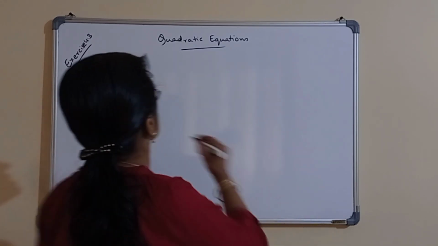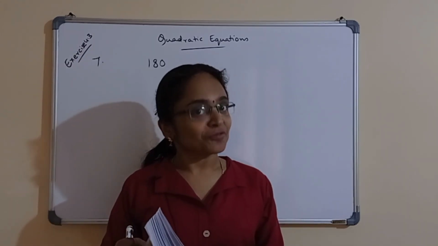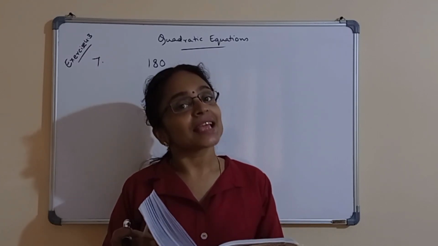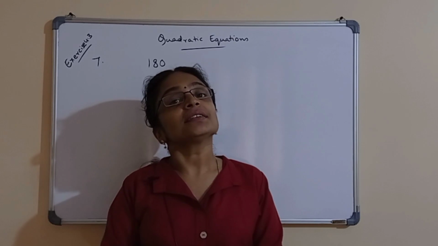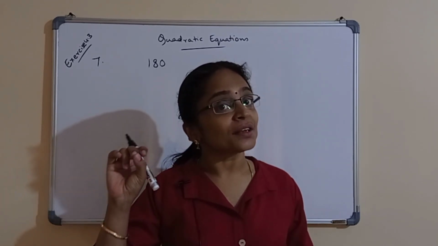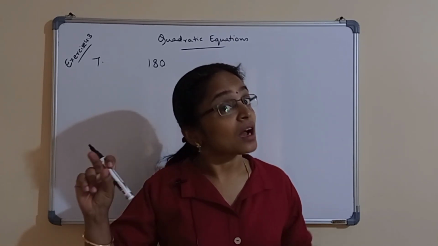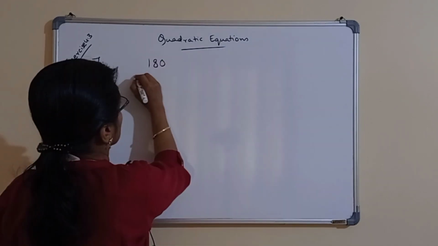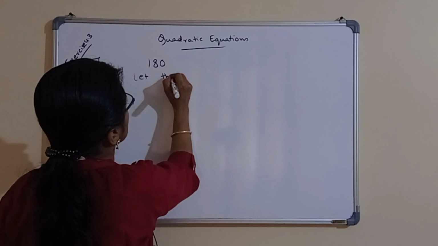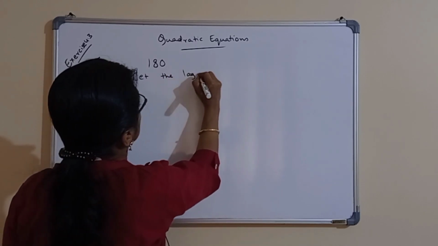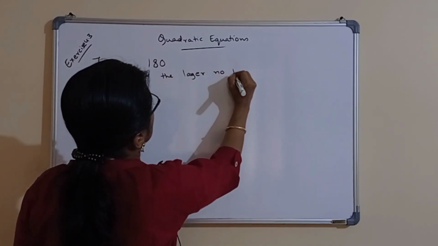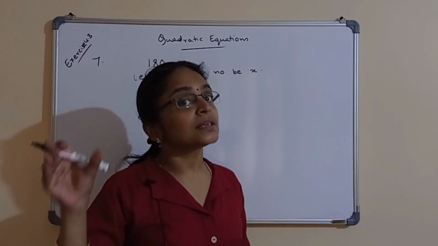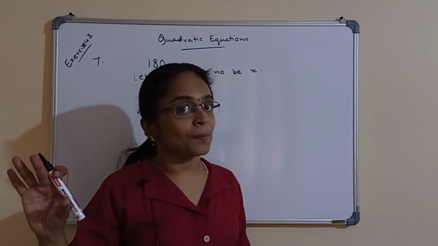And the seventh question is: the difference of squares of two numbers is 180 and the square of the smaller number is 8 times the larger number. Find the two numbers. The square of the smaller number is 8 times the larger number and the difference of squares is 180. So, let the larger number be x, because the smaller number is given in terms of the larger number.